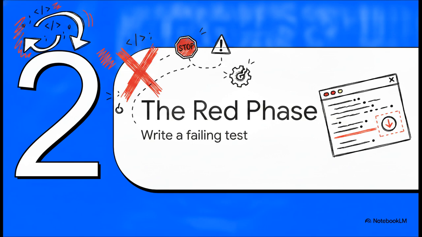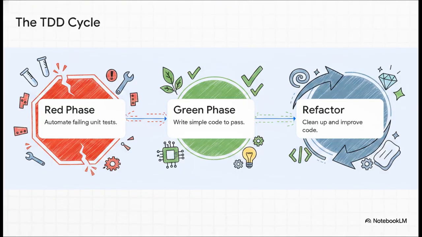Moving right along to section 2, step 1, the red phase. This is where we write a failing test. Test-driven development is this ongoing rhythmic cycle of 3 actionable steps: red, green, and refactor. You are basically going to live and breathe in this loop, and it all begins with the color red.